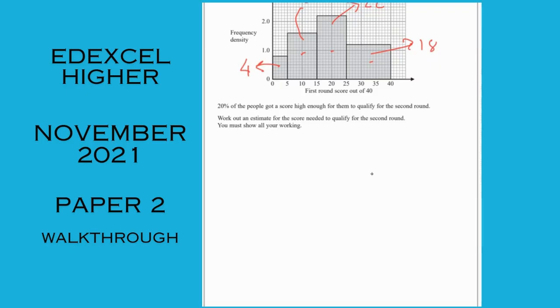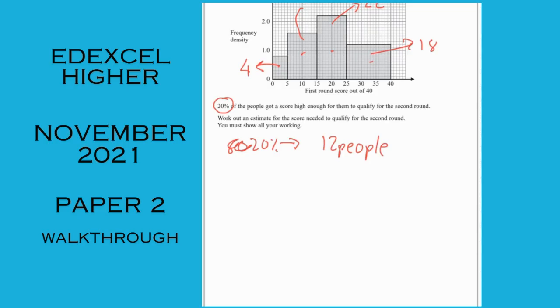We now know that it's 60 people. Well, 20% of them, in other words, let's get rid of that. 20% is 12 people. It's a fifth.